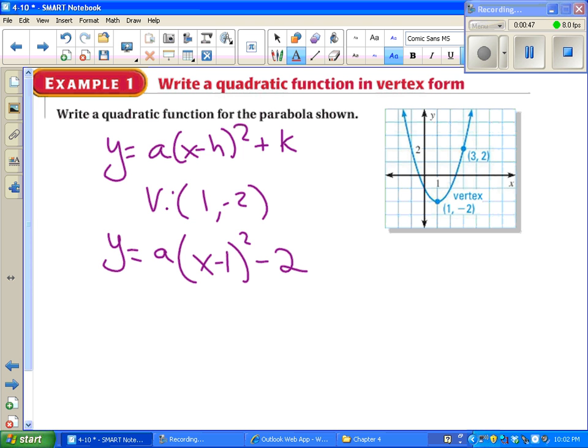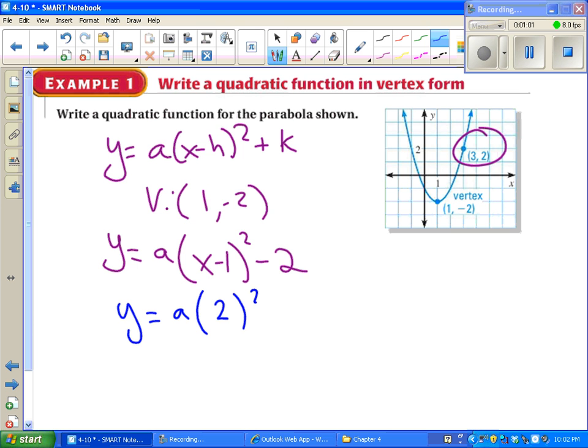To figure out a, we've done stuff similar to this in the past. We can plug in the x and y that we do know to solve for a. We know that we can plug in 3 for x, 2 for y. Whoops, should not have written y, I should write 2. We can solve for a at this point.